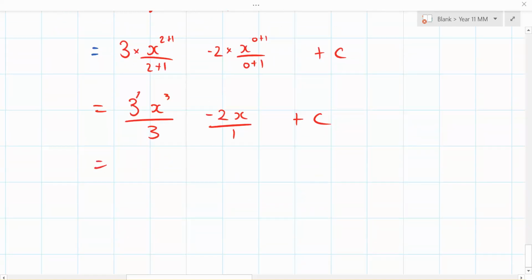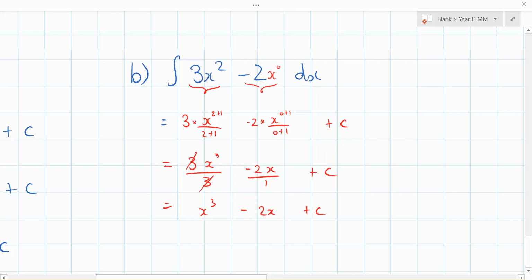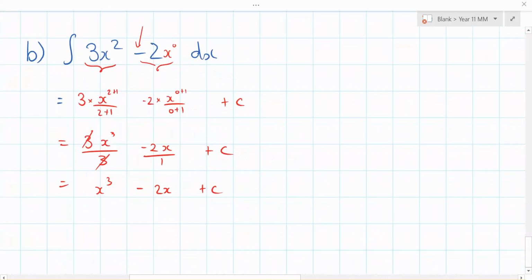Okay, but we know that 3 divided by 3 cancels out, so I really got x cubed minus 2x, because anything divided by 1 is itself, and then plus c. There you go. So that's making sure that you can antiderive them separately, but remember, you can only antiderive them separately if it's separated by a plus or minus sign. Okay, not when they're times together.